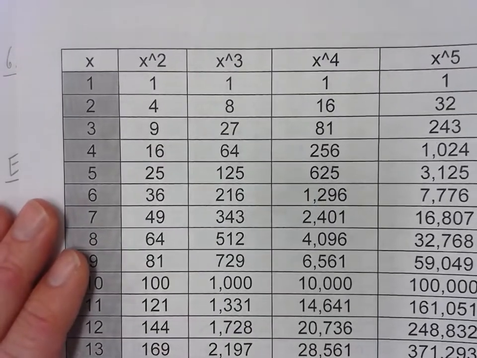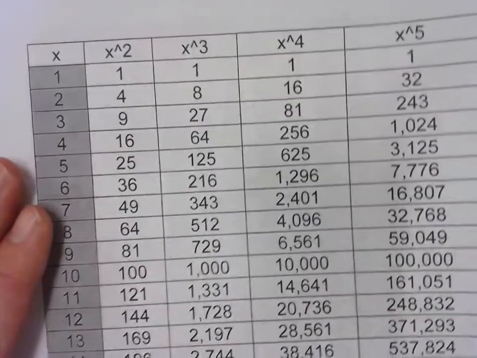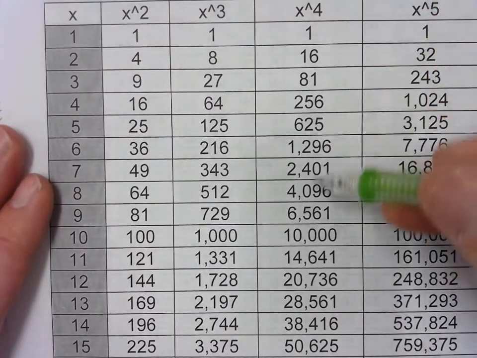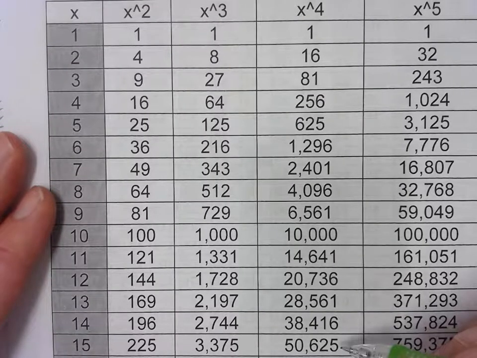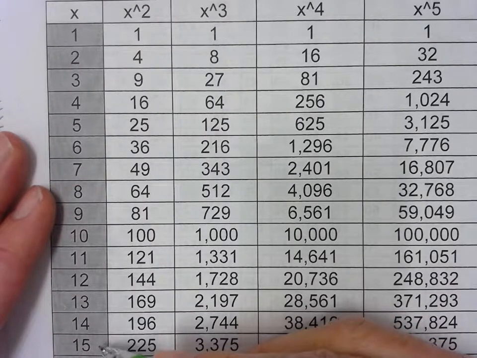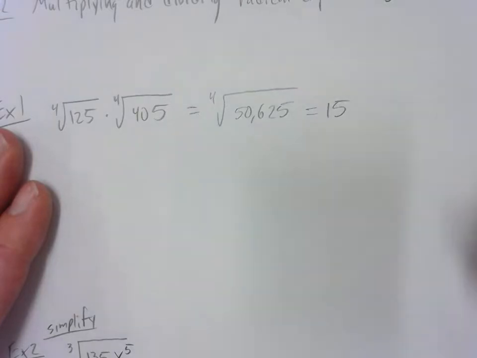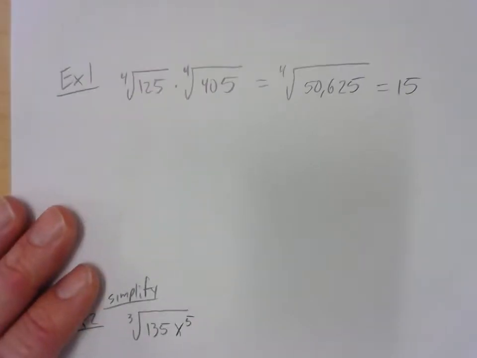This is just a white one here. But remember, if I want a fourth root, I look in the fourth column. And I go down, boom, right there, 50,625. So what is 50,625 made up of? It's made up of 15s. So the answer to this question is 15. 15 to the fourth power is 50,625. All right, so there's the first one. We can multiply as long as the index is the same.